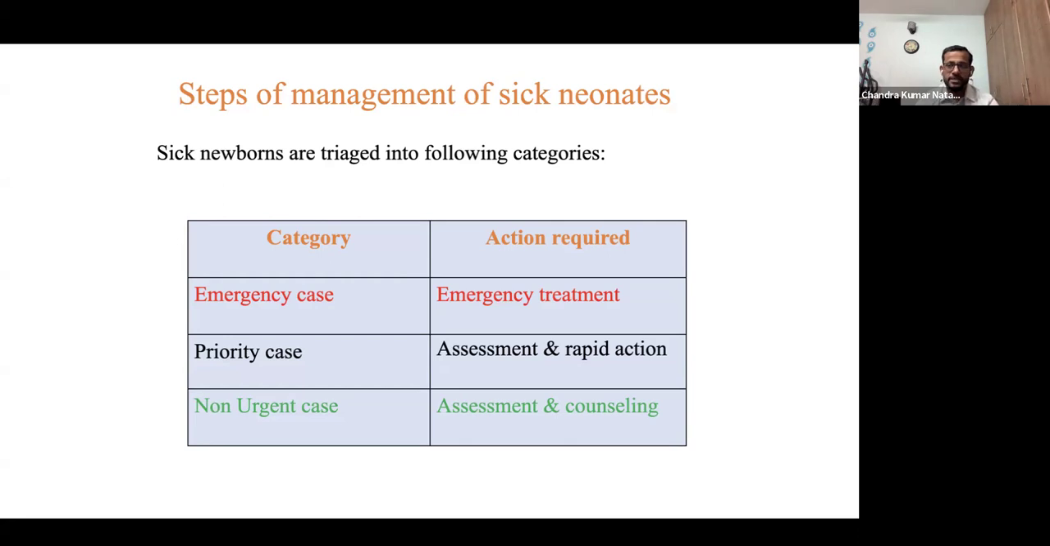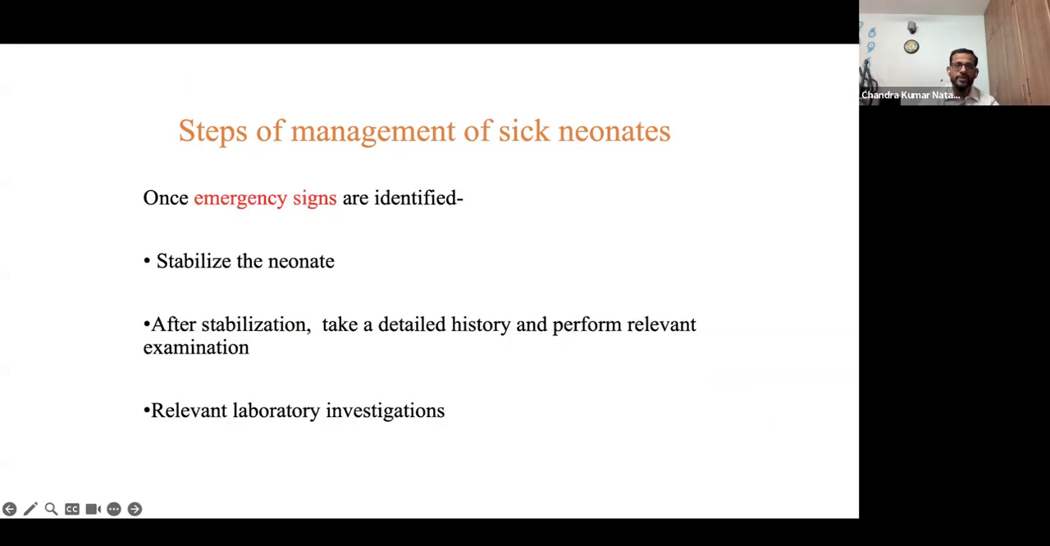For emergency cases, you have to start treatment immediately. You will not even have time to ask questions. You need to start treatment, stabilize the baby, and then go back and identify the etiology for the presentation. Non-urgent cases just need assessment, counseling, and then follow-up on an OPD basis.